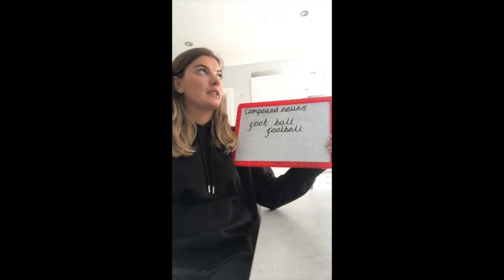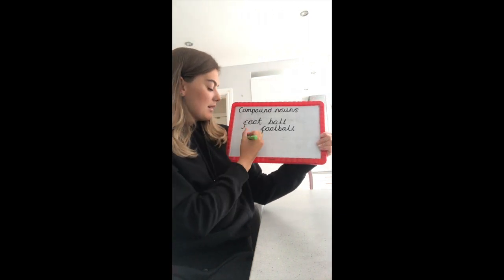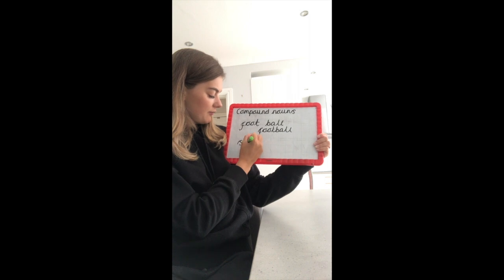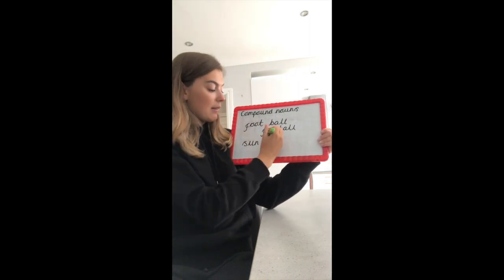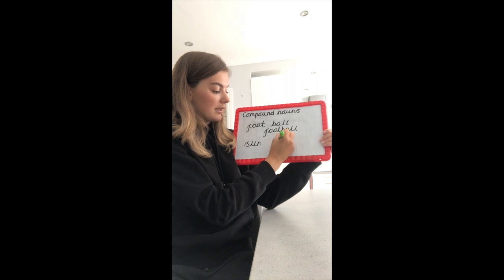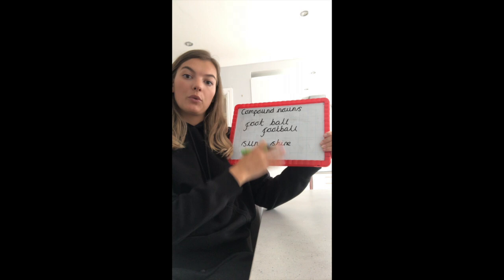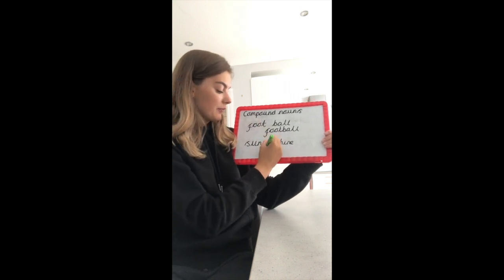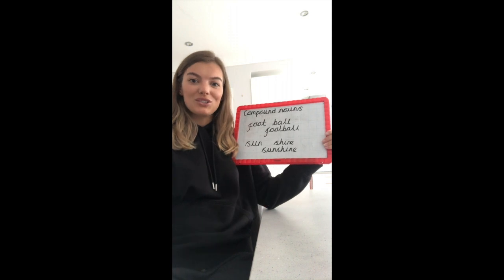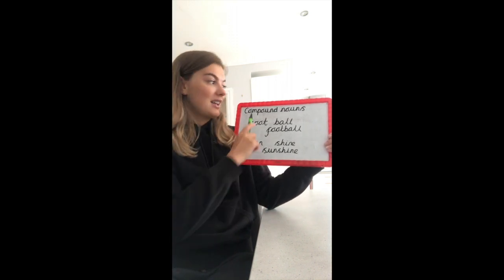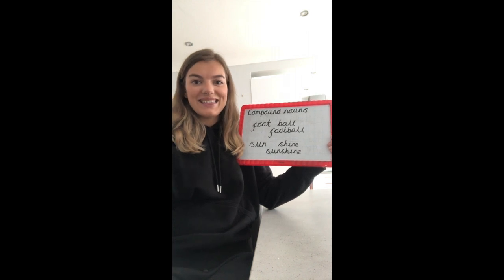Let's try another one. We might have sun as one word, and we might have shine as one word. If we put those two words together, we end up with one compound noun called sunshine. So it's as simple as that. It just sounds a little bit complicated in the name.